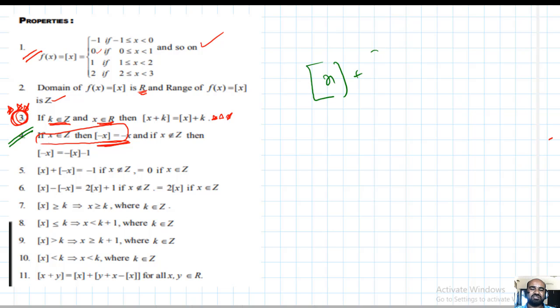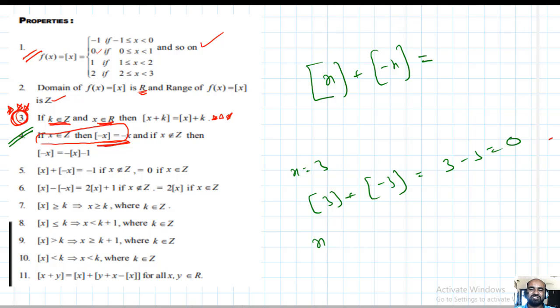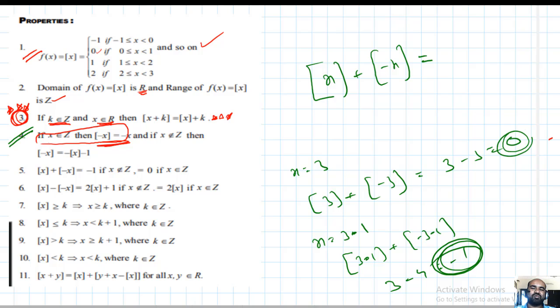Step x plus step of minus x equals what? Through an example I will explain. If x is taken as 3, step 3 plus step of minus 3: step 3 only, step of minus 3 only, gives 0. Always 0 is not correct. Sometimes you are getting 0. For example, x is taken as 3.1. Step of 3.1 is 3 only. Step of minus 3.1 is minus 4. That's minus 1. Sometimes you are getting minus 1, sometimes you are getting 0.